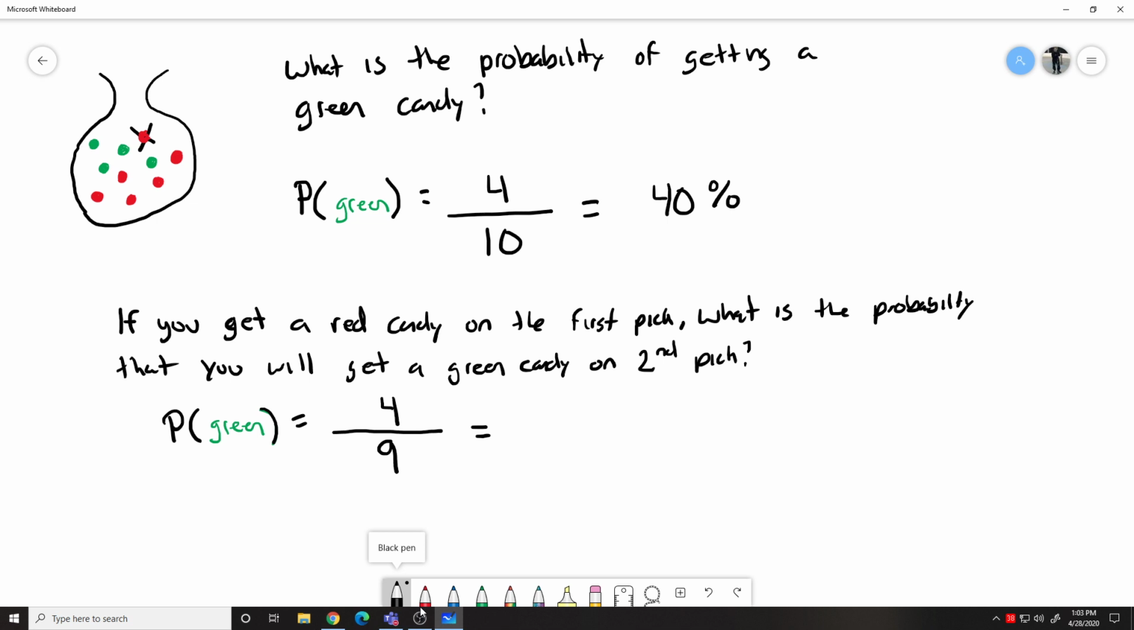4 divided by 9 is, and our chances went up a little bit, and now our chances are 44.4%. And the reason why our percentage went up a little bit is because we've removed one of the red candies. So we now have a greater chance to get the green, right? Because one of the red candies is gone. Okay, and we could play with this and make all kinds of variations. Like, if I took out a green on the first pick, what's the chance of getting a green again on the second pick? We could really mess around with that.